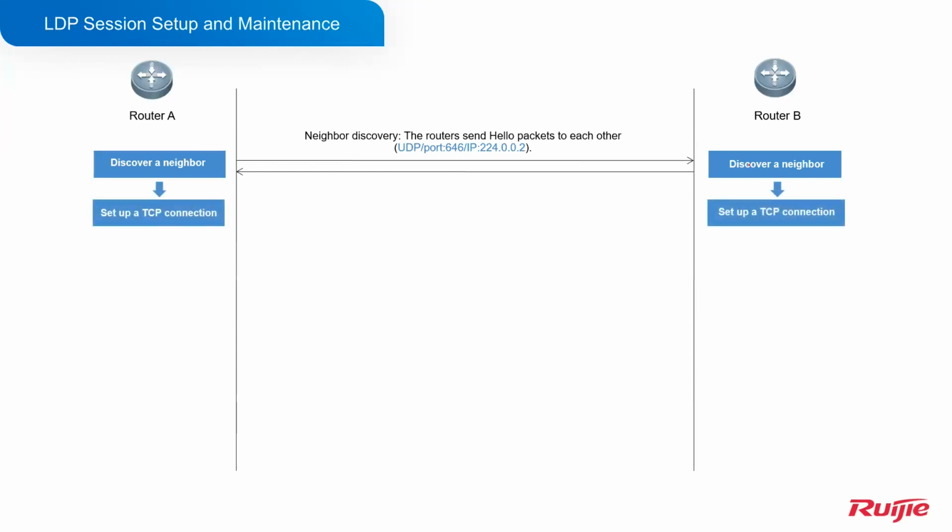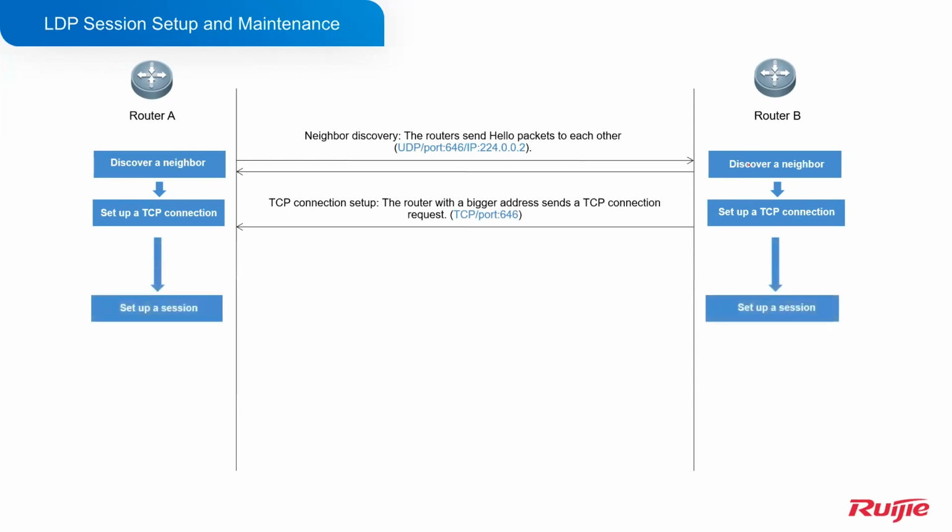Then we want to set up a TCP connection because the label is very important. It belongs to the control plane. We hope all the label information can be sent out successfully and reliably. So we will choose TCP. About the TCP connection, the port number is the same. We will use 646. But the transport layer protocol will change to TCP. Then we will set up an LDP session.